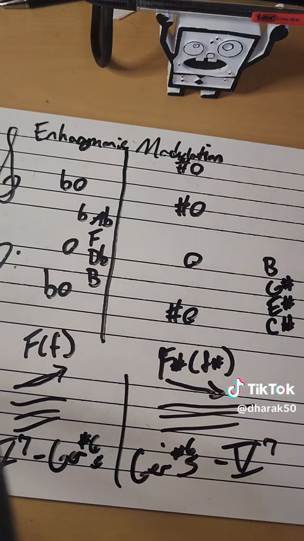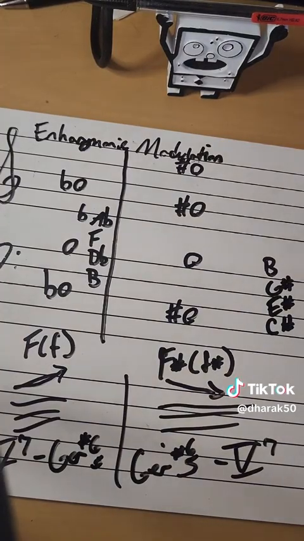So that's a little bit of how we think about the rest of the chapter as far as enharmonic modulation. It's going to be thinking about chords, but how notes can be perceived enharmonically, right?